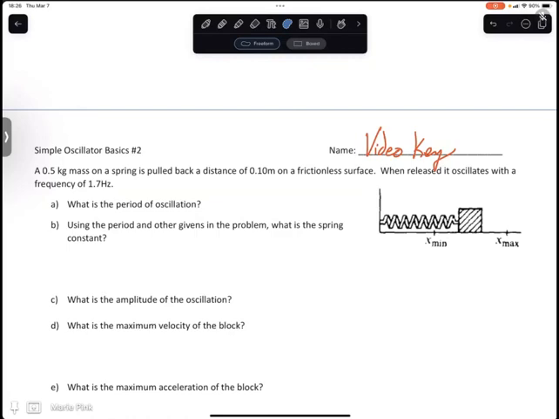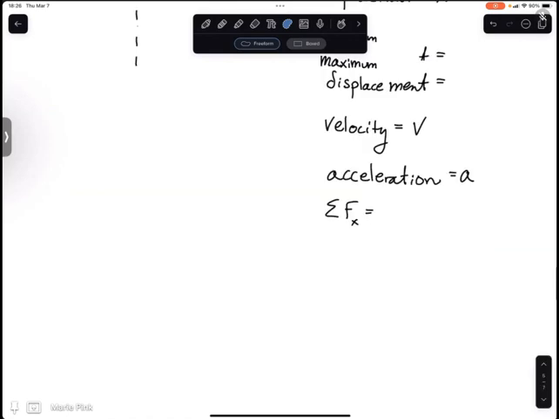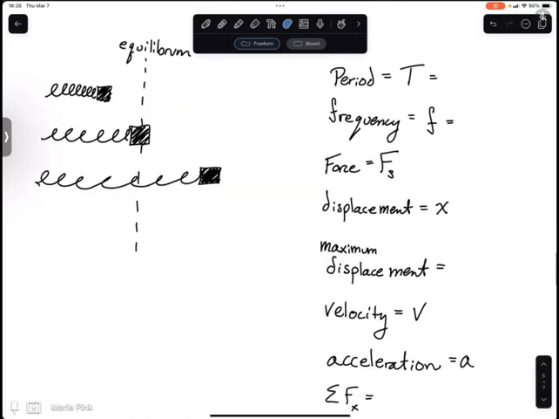So before you start the simple oscillator basics worksheets, I want to go over just one quick thing, or a few, I guess, to just summarize the things that you know so far. So first of all, equilibrium, this is going to be where the thing is going to want to be naturally.